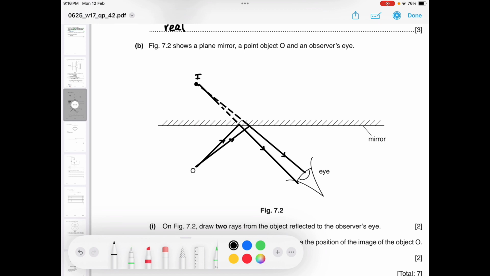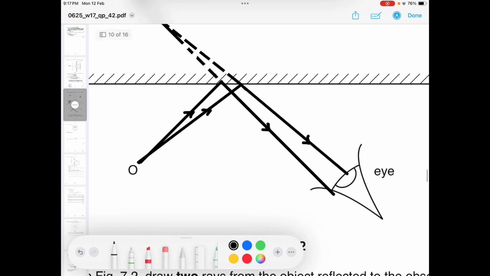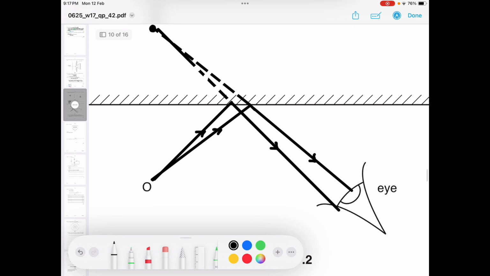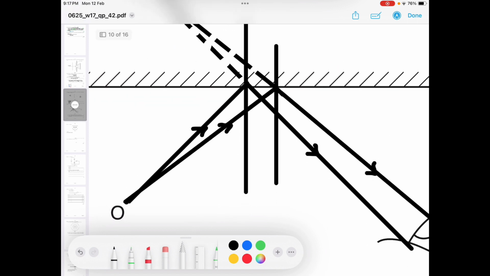Okay, this is how your diagram should look. There's something missing on my graph, however, and that's the normal. The two normals. There you go. Now, something you need to really take care of is that this angle should equal this angle.